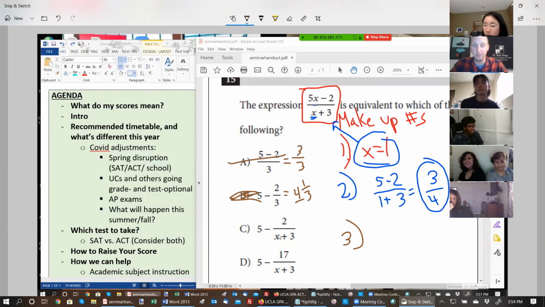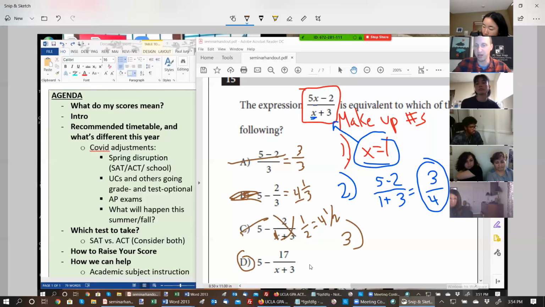C's the same problem. If we plug a 1 in here, this whole thing changes to 1/2 or 2/4. Well, 5 minus 1/2 is not 3/4. It's 4.5. That's not 3/4. That's wrong too. So unless I did something wrong, the answer must be D.